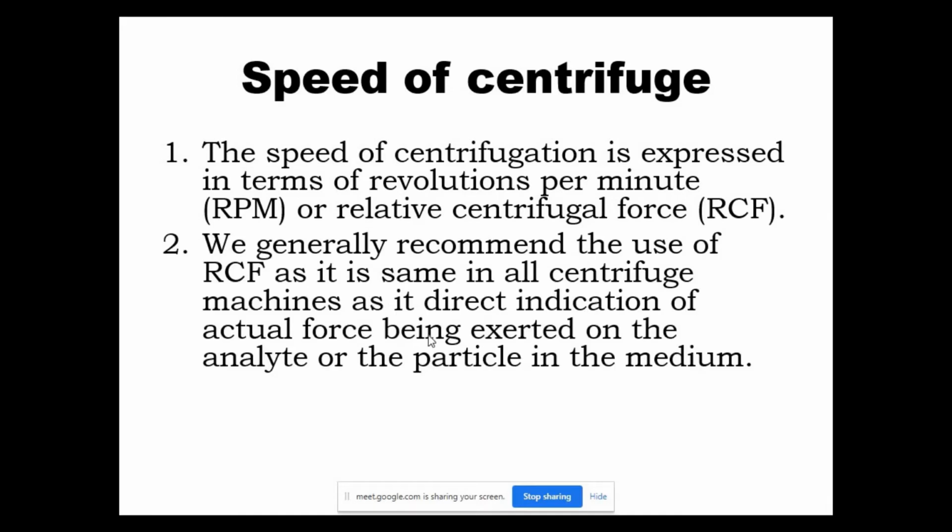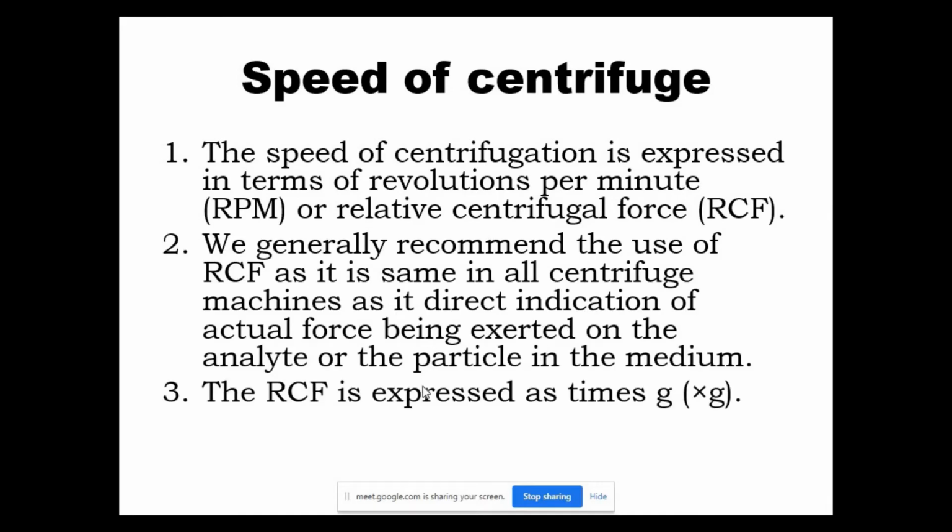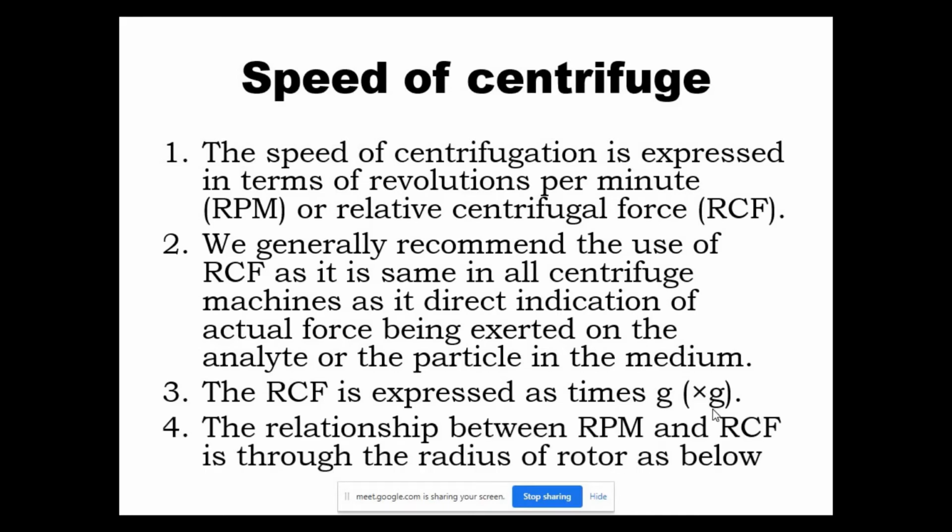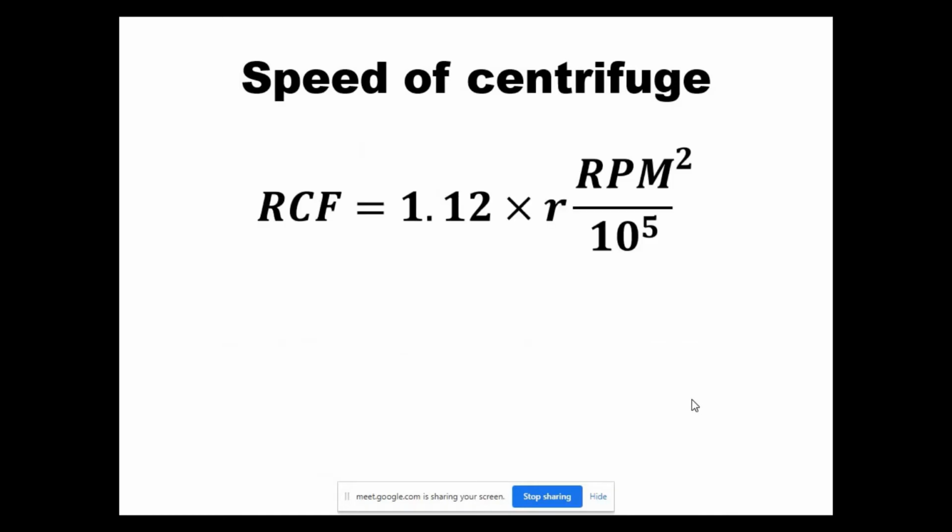This is what I have already said. RCF is expressed as times G. The relationship between RPM and RCF is through the radius of the rotor. You see, this is the RCF, relative centrifugal force, and this is the RPM. So this is the relationship between RCF and RPM, and it goes through the radius of the rotor.